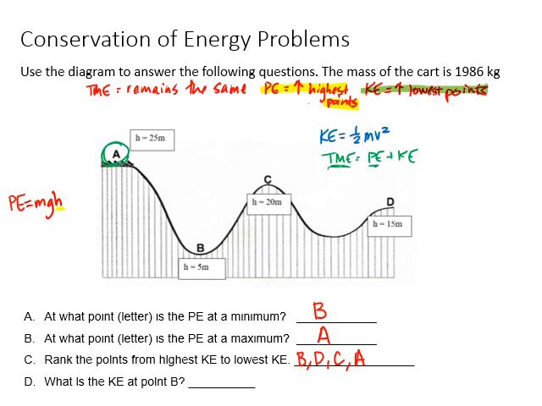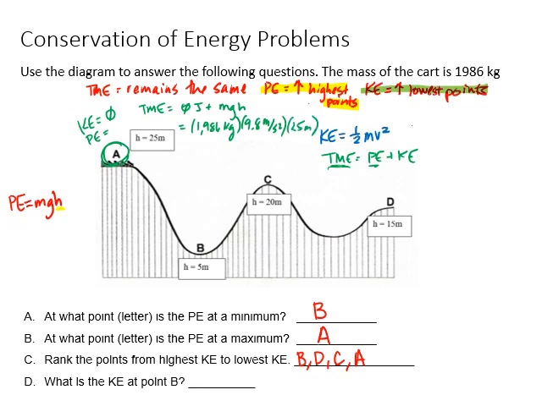If we're just starting, our kinetic energy is going to be equal to 0. And therefore, everything is going to be potential energy. In terms of total mechanical energy, that equals 0 joules plus whatever the potential energy is, which is mass times gravity times height. The mass of this is going to be 1,986 kilograms. The gravity is 9.8 meters per second squared, and the height at this point is 25 meters.